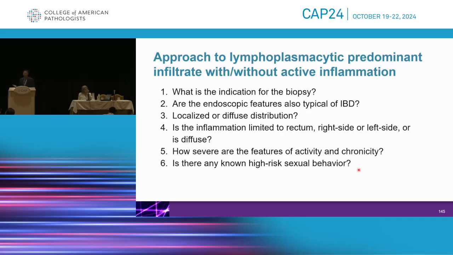When you see the inflammation, lymphoplasmacytic infiltrate, still ask the indication, and the patient's travel history. Also, IBD patients often have this kind of lymphoplasmacytic infiltration, right? Is it possible the patient has IBD, and endoscopically, does the clinician think this is IBD or not? Also, are these infiltrations localized or diffuse in the entire colon, only involving the left colon, or only the rectum? Another question: in a younger patient, even an older patient, you always think about high-risk sexual behavior if you only have rectal involvement.